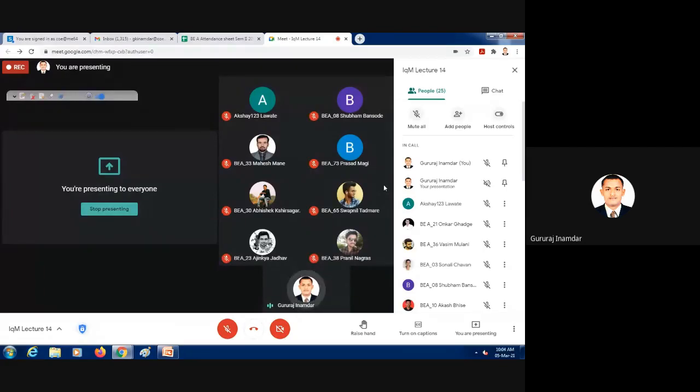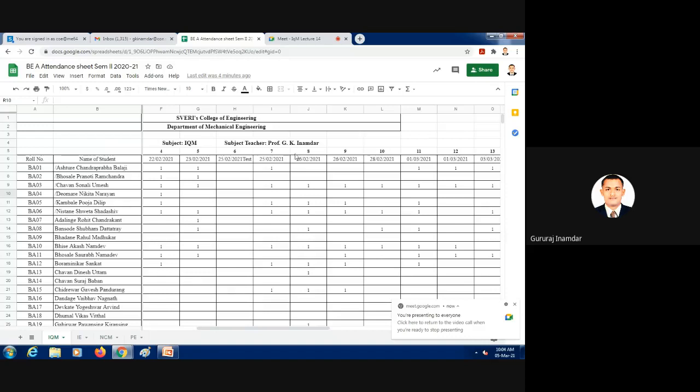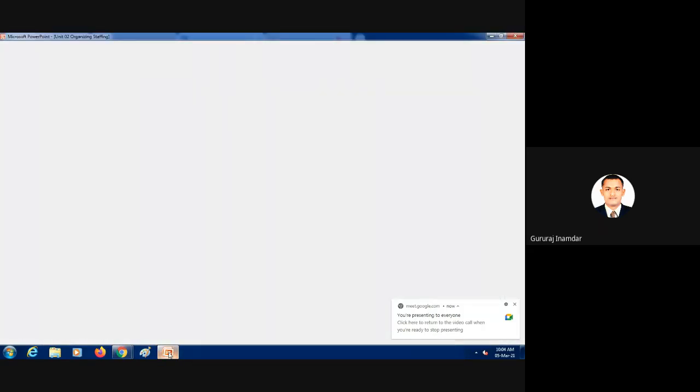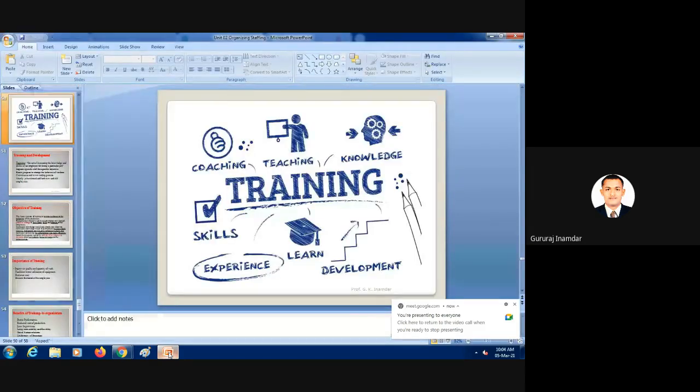Lecture number 14. Today is the last lecture of chapter number 2, organizing and staffing. Last lecture we discussed what organizing is and what staffing is. Only the training part is remaining as far as the syllabus is concerned. The performance appraisal point we already discussed in the last lecture. That point is very important for us.